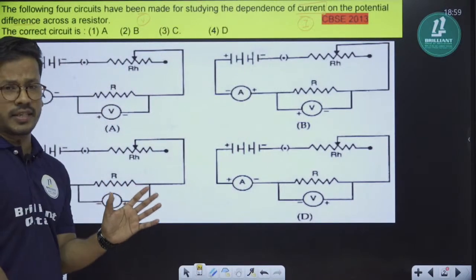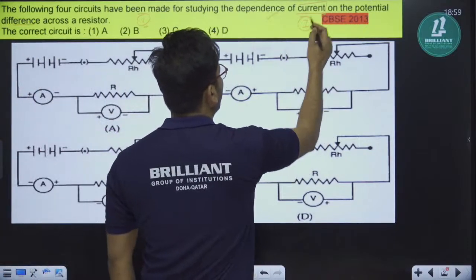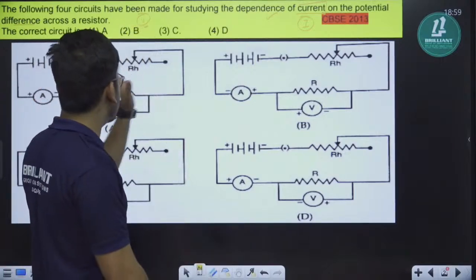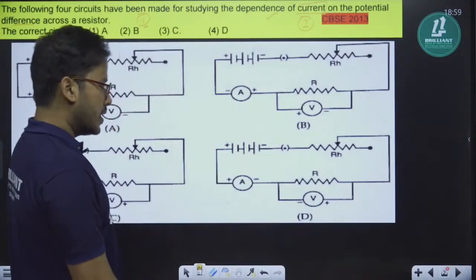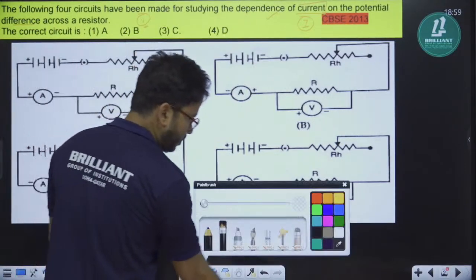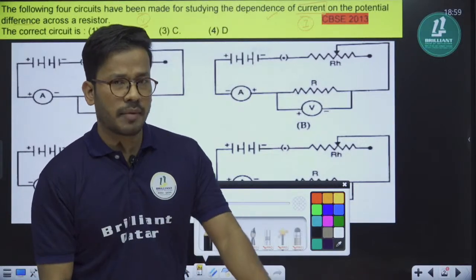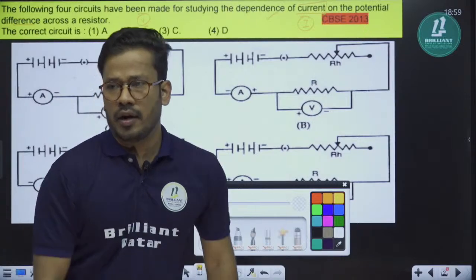So as I was discussing, the first question was to figure out the dependence of current and potential difference, and to do so we constructed these four circuits, and we need to figure out which is the correct one. So guys, you need to keep on answering in your chat box. All right, so I will try picking up step by step.